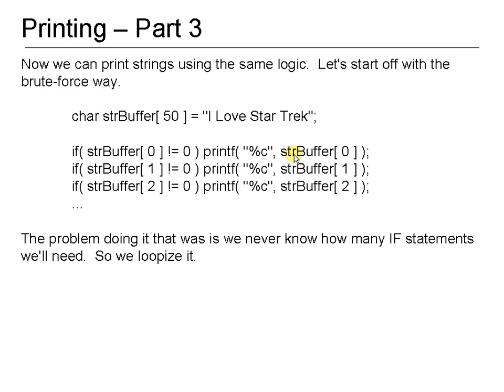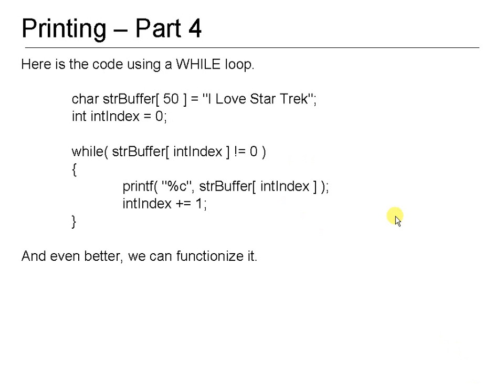What we want to do is loopize that, and turn thousands of if statements into a single while loop. Here's the code using a single while loop. Again, we start off with our declaration and we say while the character at the current index is not equal to 0, go ahead and print that particular character, increment our index, and move on. Now, that is really cool, but it gets even better.